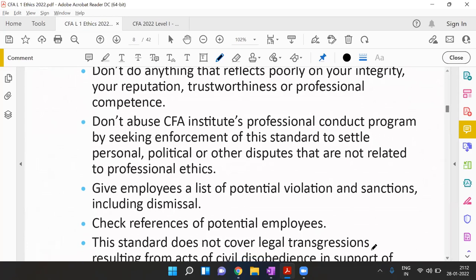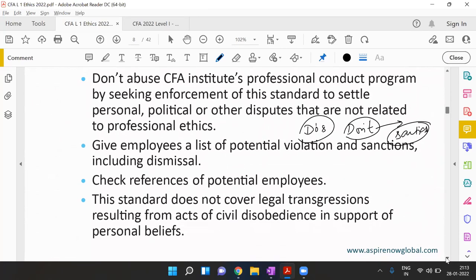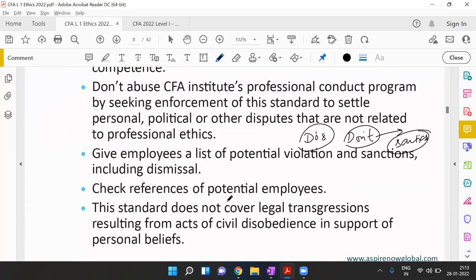The next point says, give employees a list of potential violations and sanctions, including dismissal. Kehne ka matlab, if you are an employer, you need to provide do's and don'ts to your employees. Unko pehle se pata hona chahiye, ye kar sakte, ye kaam nahi kar sakte. And if you do this, then what are the sanctions which can be imposed on you? That has to be disclosed, right? As an employer, if you are hiring employees, it is your responsibility to check their references, right?